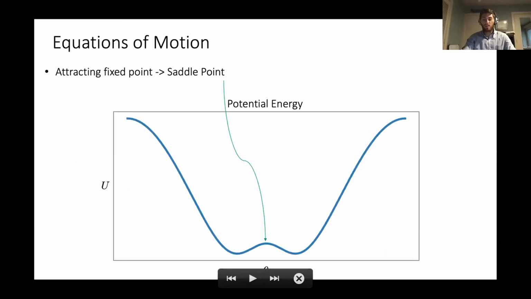The important thing is that the addition of the magnet has taken what was previously an attracting fixed point in phase space at theta equals 0 and turned it into a saddle point. So you can see in this potential energy diagram here, we have a double well potential, which inspired the name of the system. What's usually, in a normal pendulum, a stable equilibrium at theta equals 0, so pendulum pointing down, is now an unstable equilibrium.